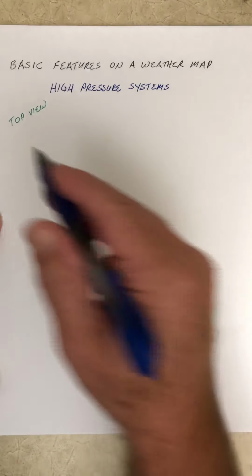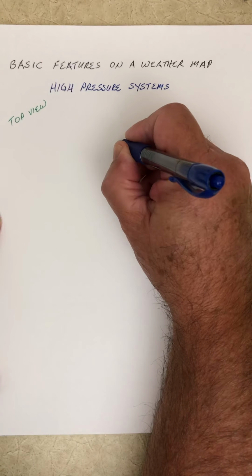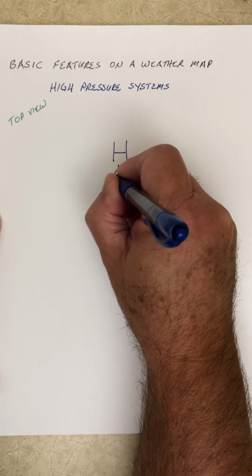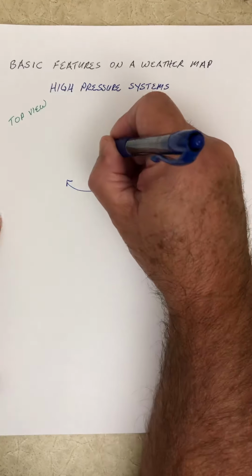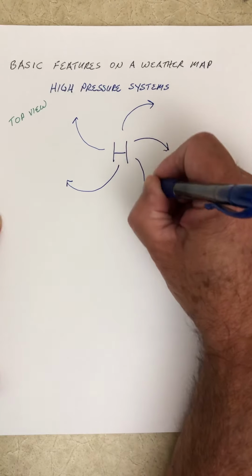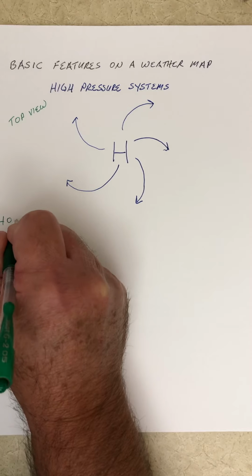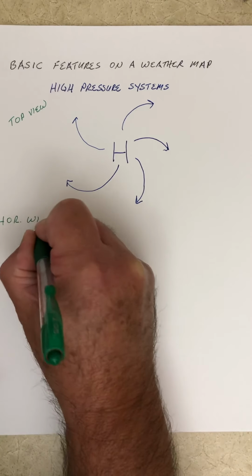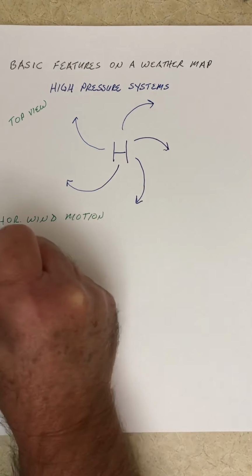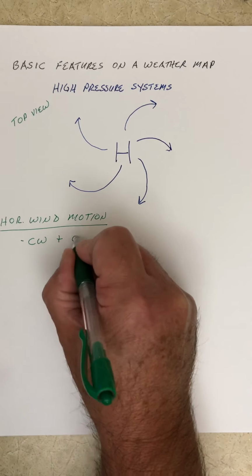With a high pressure system, if we're looking at it from a top view, like on a weather map, or looking down at it, a high pressure is going to appear as a big blue H on the weather map. And the horizontal wind flow around that high pressure is going to be clockwise and outward, kind of like a pinwheel. So our horizontal wind motion around a high pressure is going to be clockwise, CW, and outward.